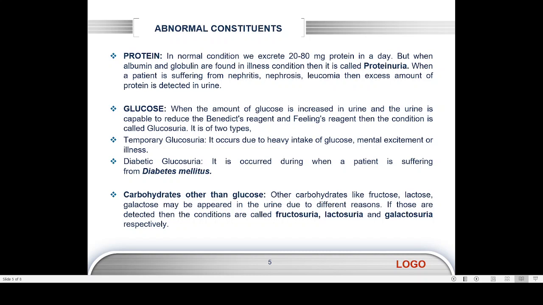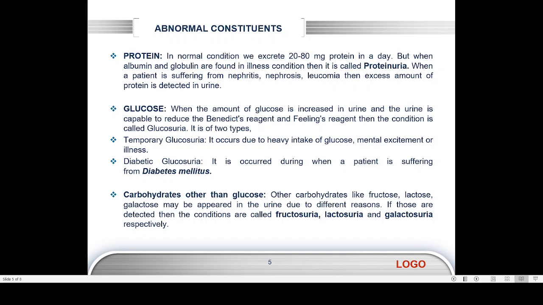Then when a person is suffering from nephritis or nephrosis, these are actually diseases affecting the nephron, the renal tubule. In the kidney we have thousands of small nephrons. When some kind of damage takes place to the nephron, there is inflammation of the nephron. Some of these conditions are a bacterial infection, or a kind of blood cancer. So all of these situations lead to an excess amount of protein in your urine. That situation is known by the name proteinuria.